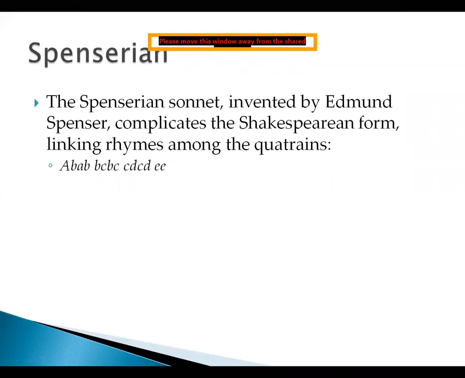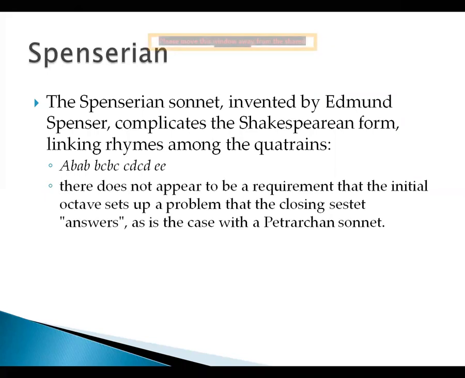Now the third type of sonnet is the Spenserian sonnet. The Spenserian sonnet was invented by Edmund Spenser, and it complicates the Shakespearean form, for example, by linking rhyming among the quatrains. So the rhyming scheme is to some extent similar to that of the Shakespearean sonnet, but different. A B A B B C B C C D C D E E. This is the rhyming scheme of the Spenserian sonnet.